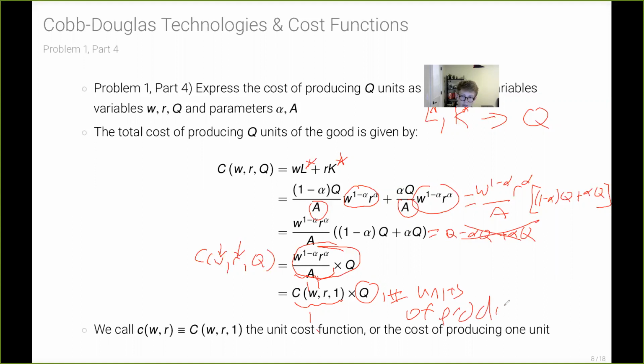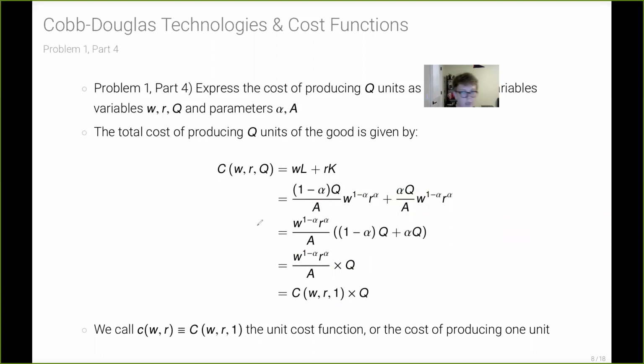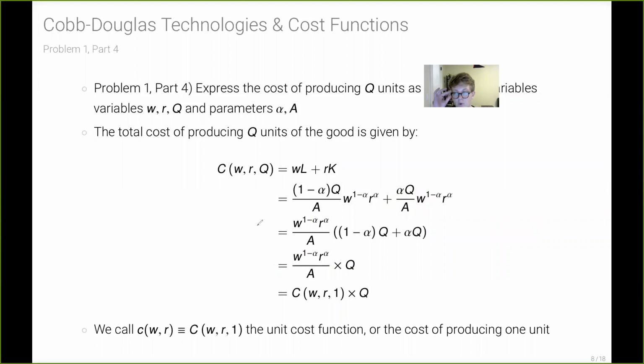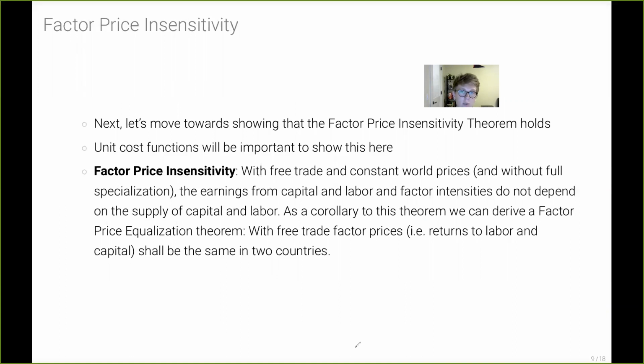And so then we define little c as a function of W and R, where the triple equals sign means it's defined to be the cost of producing only 1 unit at wage rates W and R. Okay, so you'll see why this is useful, but it's helpful to think about the cost of producing 1 unit as only a function of the prices of the inputs that we use in the production of that good. Okay, so that's been part 1. I'm going to break this up into different parts. The next part, we're going to talk a little bit about factor price insensitivity.